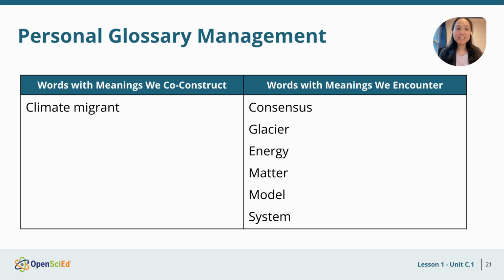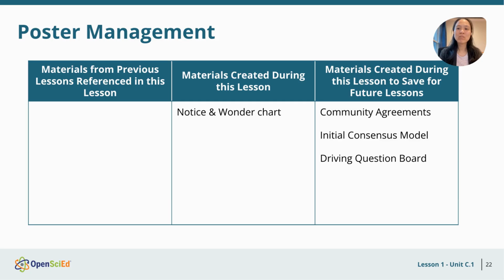In part 4 of this lesson, students co-construct the terminology to describe people displaced by climate change. Throughout the lesson, they encountered these terms: consensus, glacier, energy, matter, model, and system. The notice and wonder chart is created and referenced during this lesson, but not in further lessons. The other posters or charts, such as the community agreements, initial consensus model, and driving question board, will be referenced in future lessons and should be saved.